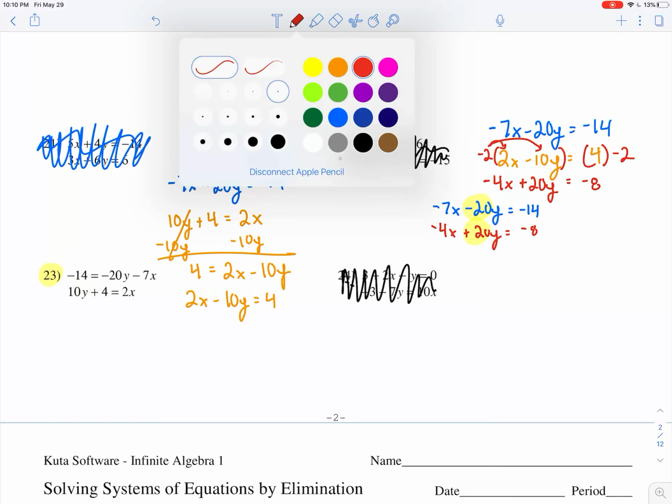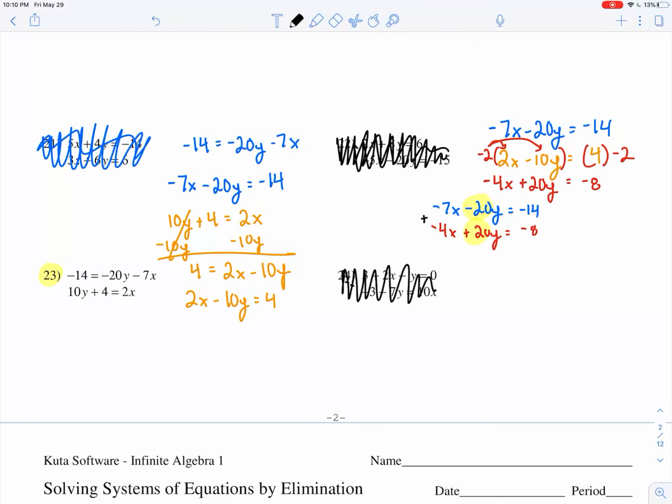So now I can just add the left sides of my equations together and the right sides of my equations together. Let's go ahead and do it. Negative 7x plus negative 4x is negative 11x. These guys cancel each other out. And then I'm left with, on the right side, negative 14 plus negative 8 is negative 22. Solve for x by dividing by negative 11 on both sides. And so x is equal to positive 2.